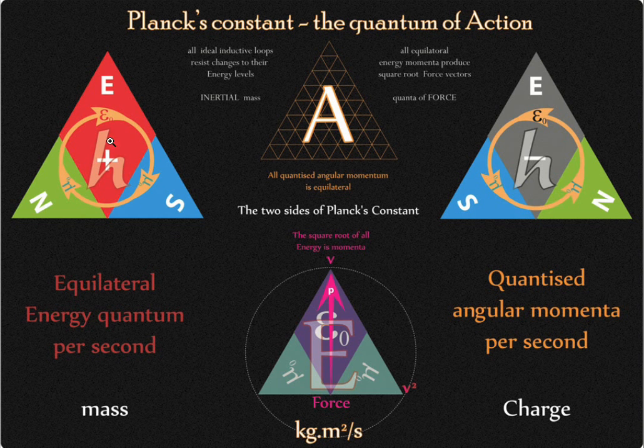A measurement of the equilateral geometry per second, or energy per second, gives us mass, whereas a measurement of the geometry, the quantized angular momentum per second, gives us charge. So again, just to make sure that we're clear on that, energy momenta is a linear force measurement. Planck's constant, or mass alpha, is a charged mass measurement, where the energy per second is measured, forming mass, and where the quantized angular momentum, or the geometry of alpha, produces the charge.